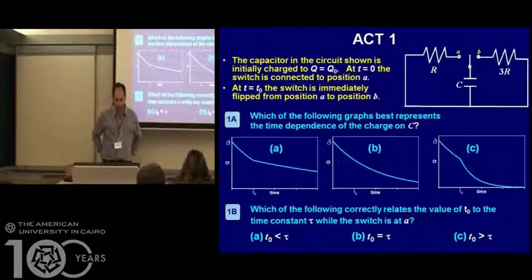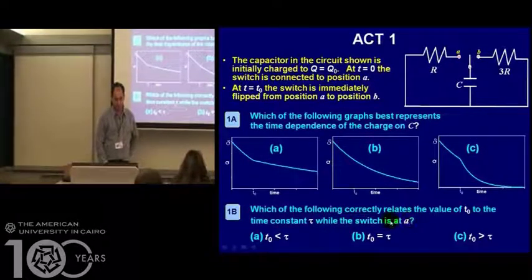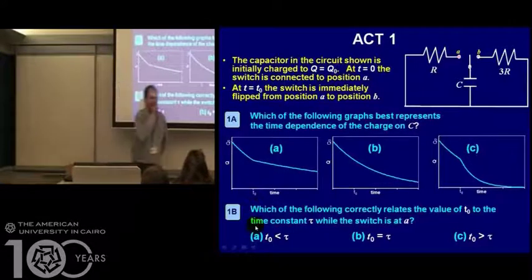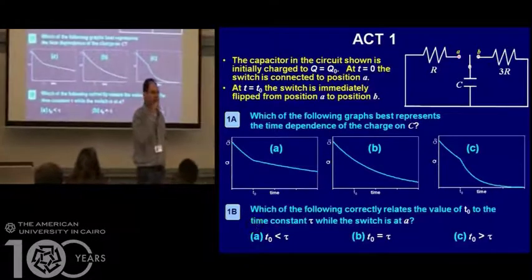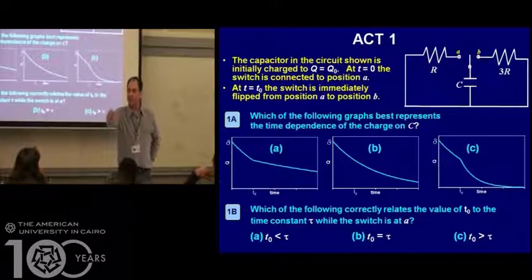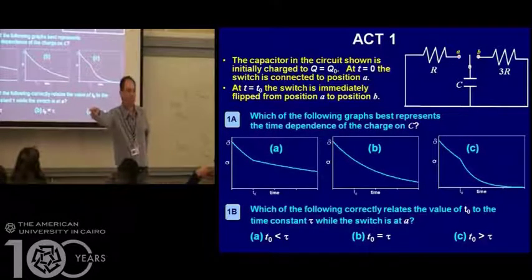Okay, which of the following correctly relates the value of t0 to the time constant tau? Part B, guys. Which of the following correctly relates t0 to the time constant tau while the switch is at A? So tau is the time constant when it's at A. Which one relates t0 to tau? Again, remind me, what's tau? What does RC mean? What does tau mean? Physical meaning. Time to decay to what? 37% of the maximum value.